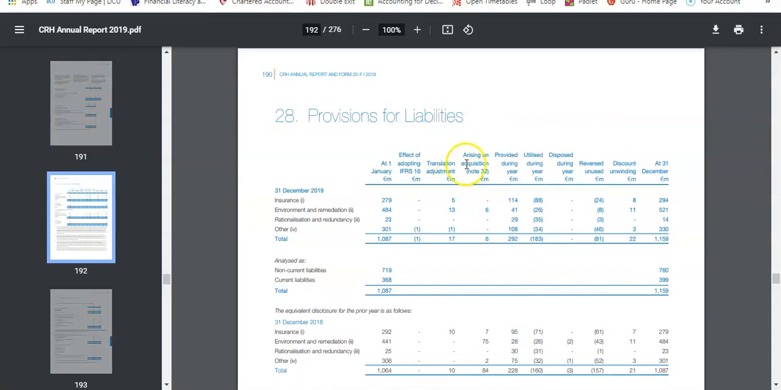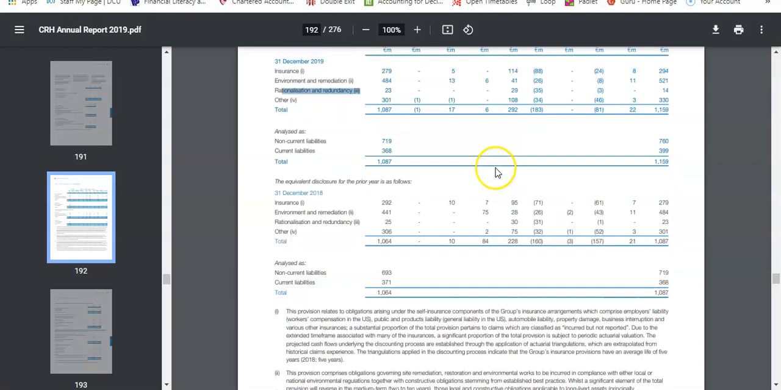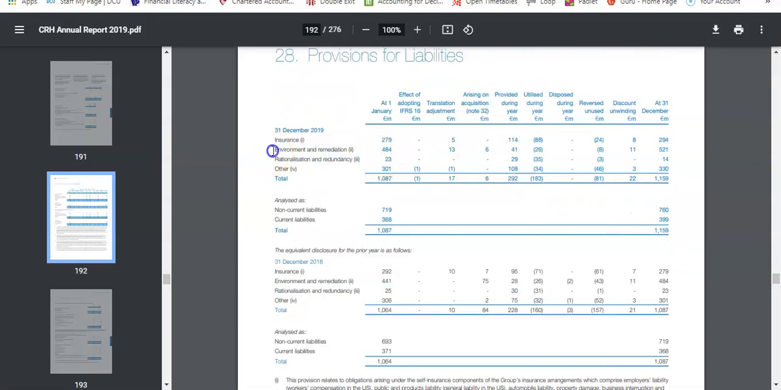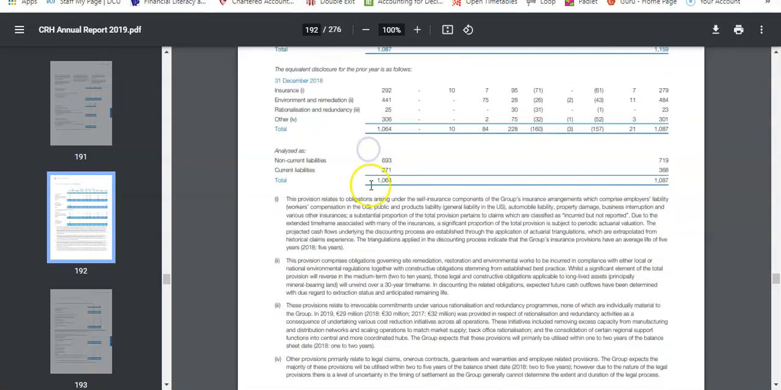You can see here they have insurance provisions, environmental remediation, redundancy provisions and other. And each of them is explained. So it gives you an idea, and then they've shown how much has moved during the year all here. And if you come down, particularly this one, the environmental remediation, number 2.